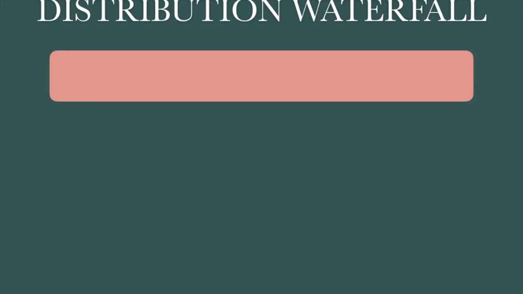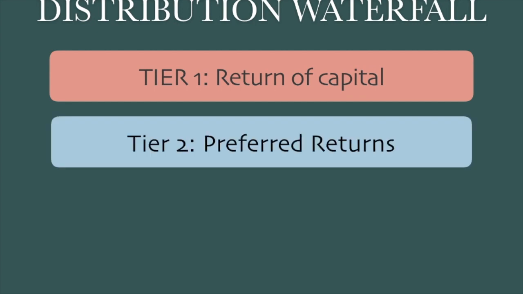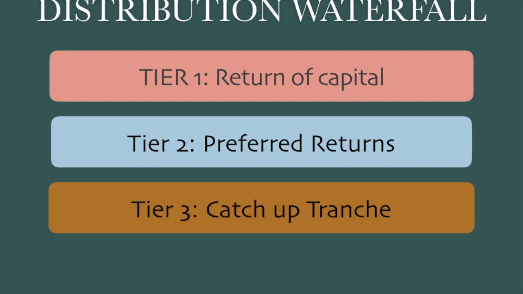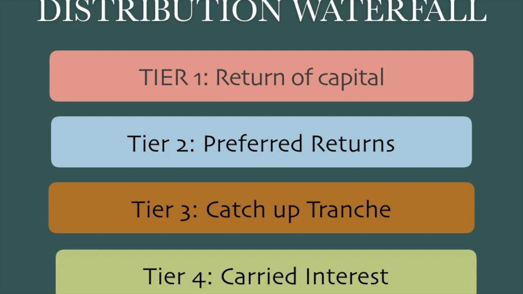The distribution waterfall defines how the profits and the capital are going to be returned to the LPs. In the first case, it is the return of capital. Once capital is returned, we then talk about prefs or preferred returns. The third tier is the catch up tranche, and finally, carried interest.